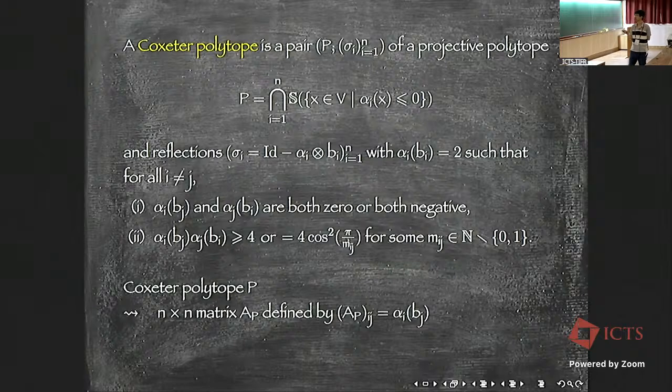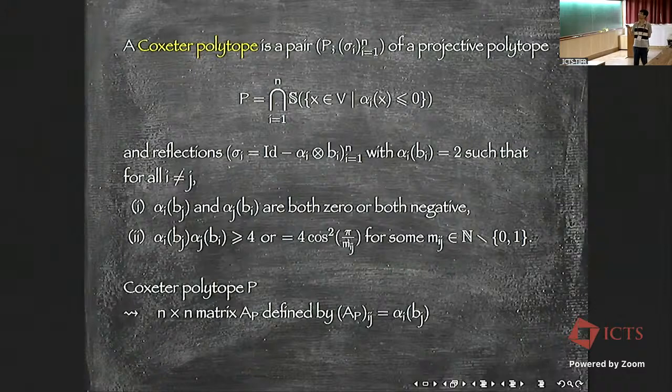First of all, alpha i of b j and alpha j of b i are both 0 or both negative. Then the second one: alpha i of b j times alpha j of b i should be bigger than or equal to 4 times cosine squared of pi over m ij. The Coxeter polytope is the pair satisfying these properties. And then I will explain why I think this property is essential.